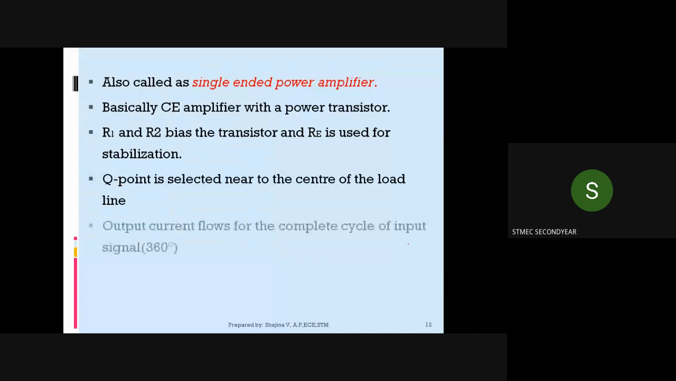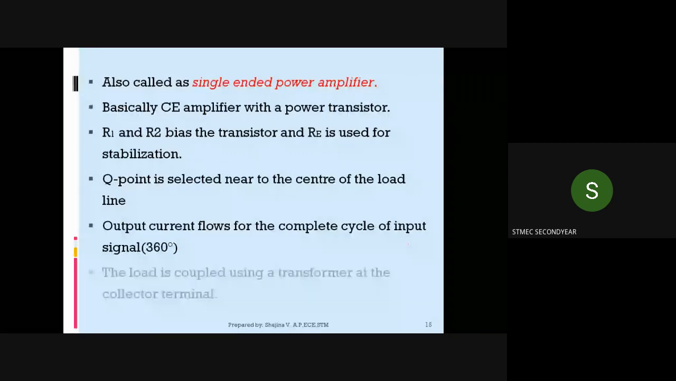Since the Q point is at the center of the load line, output current flows through the complete cycle of the input signal. That is, the conduction angle is 360 degrees. And the load is coupled using a transformer at the collector terminal. That is, we are coupling the power to the load using a transformer. So this is about the circuit arrangement.